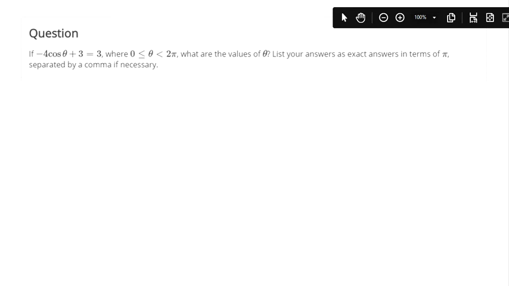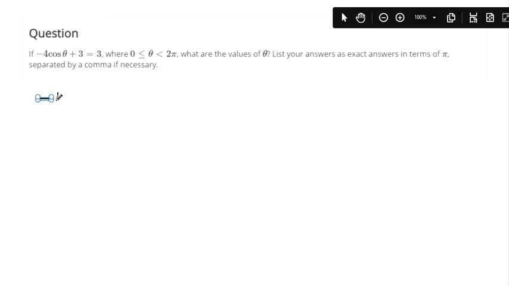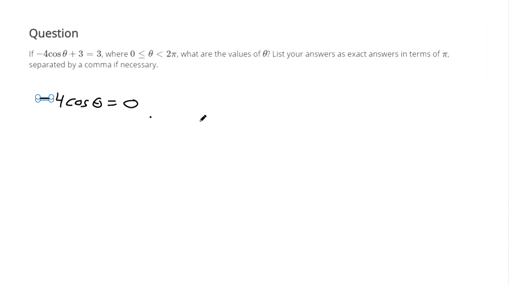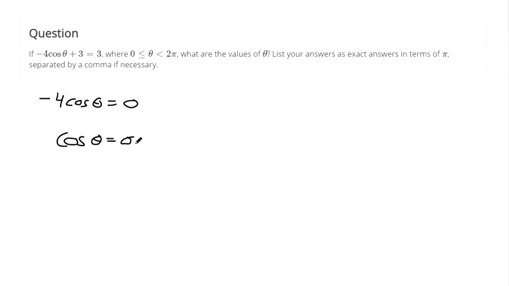So if negative 4 cosine theta plus 3 equals 3, we're supposed to solve for all the values of x. Let's start with this. Negative 4 cosine theta equals 0, right? I just subtracted 3 from both sides. And then if you divide both sides by negative 4, I'm solving it just like a normal algebra equation.